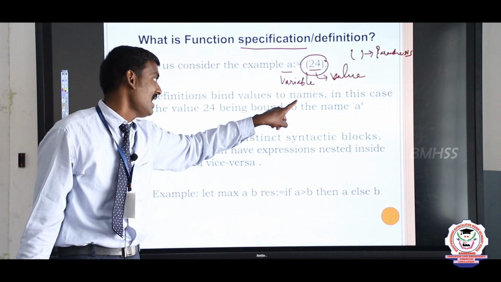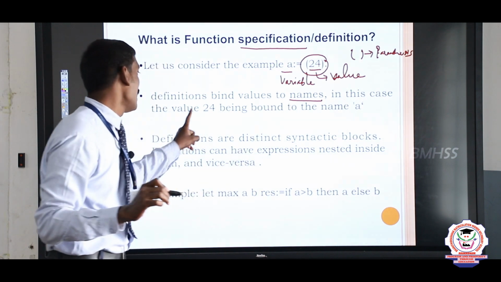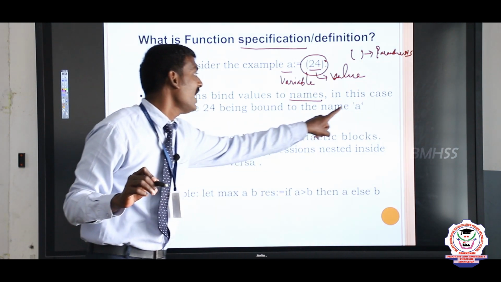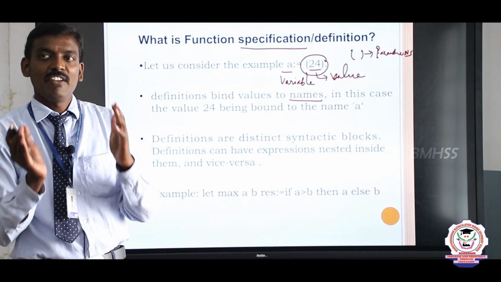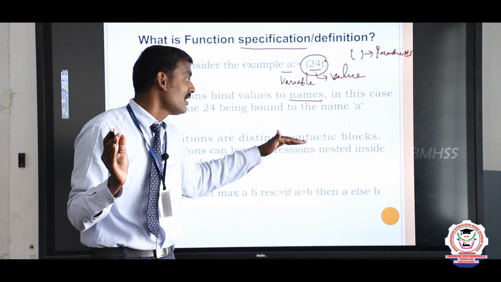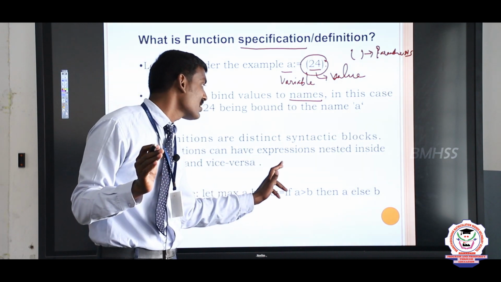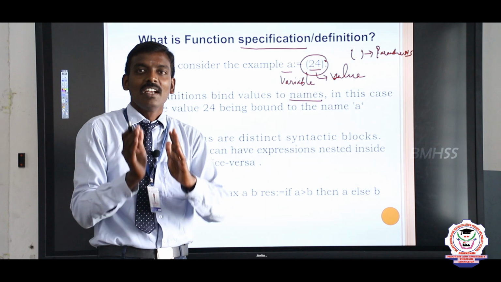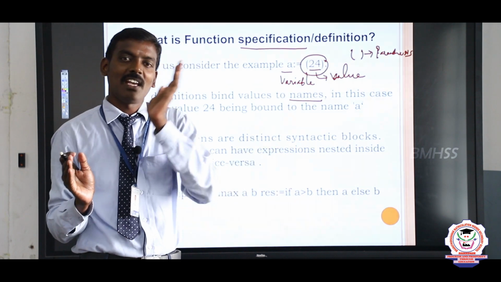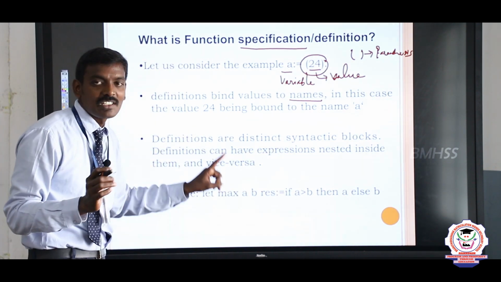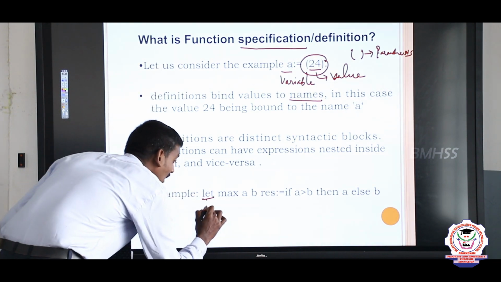Definition binds the values to the names. Here the name is a. In this case, the value 24 is being bound to the name a. Next, definitions are distinct syntactic blocks. Distinct means different tasks; different tasks can be split into different executions of code. Definitions can have expressions nested inside them, and vice versa. That means definitions are not treated as assignment statements, and assignment statements are not treated as definitions. So when the function definitions are entered here, in this next example, let is a keyword.